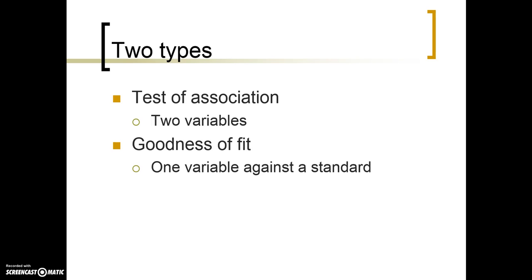We have two types. So this first video is going to focus on tests of association. Second video is going to focus on goodness of fit. So tests of association, we have two variables that we want to see if they are associated. So is there some kind of connection, some interaction happening? And then goodness of fit, we have one variable that we're testing against a standard or goal or expectation. So there's something that we think is happening and we want to see if the variable actually matches our expectation.